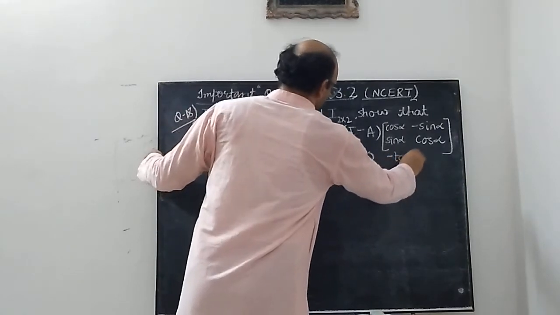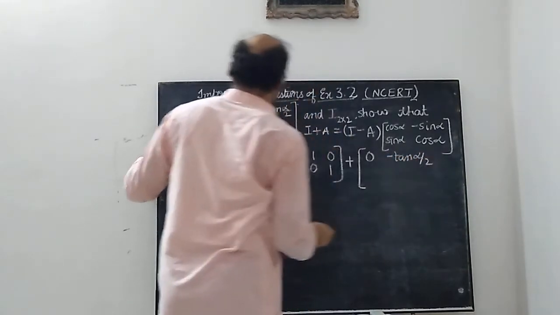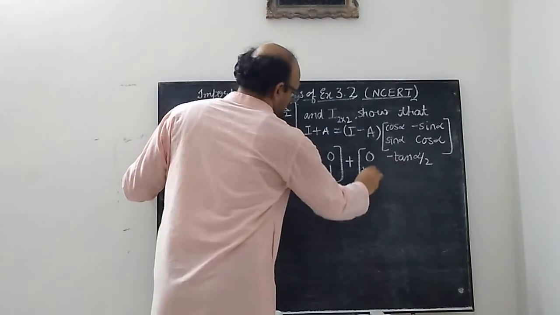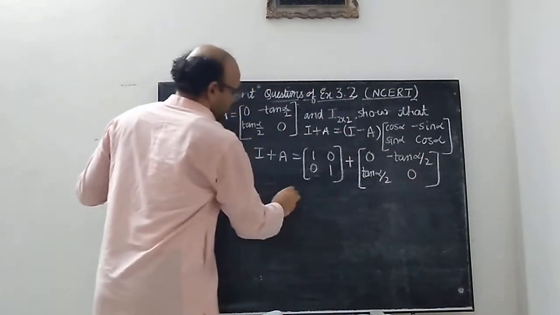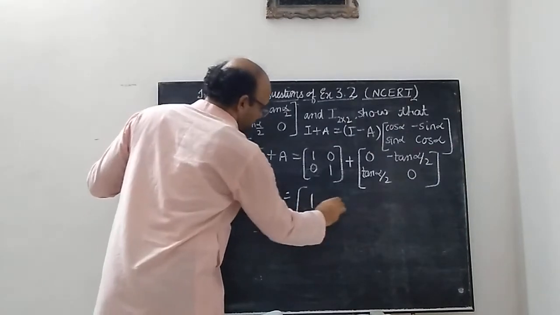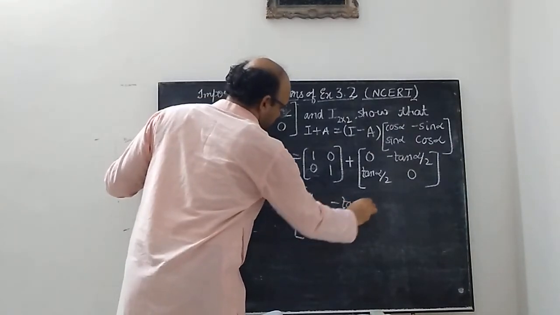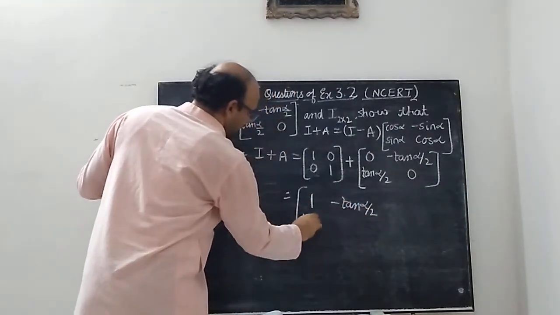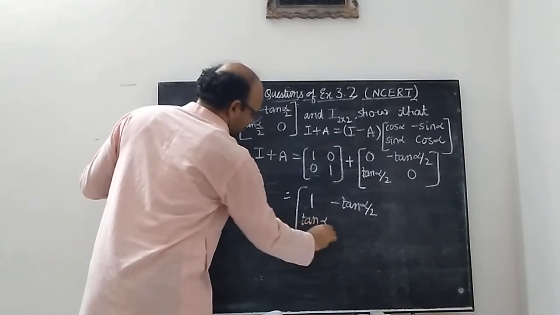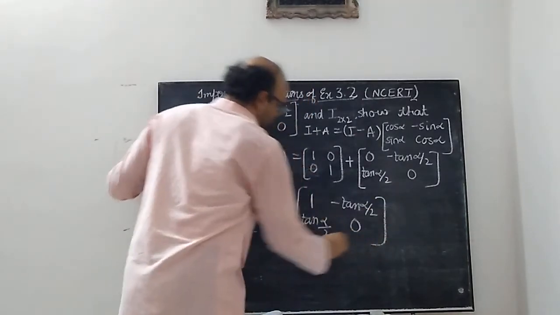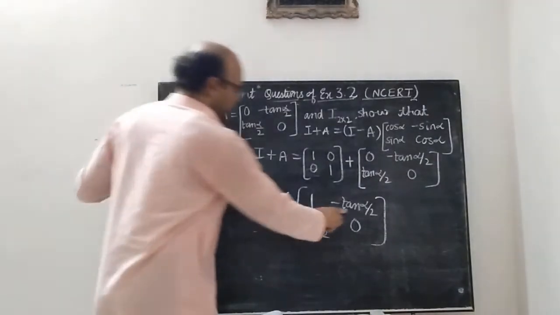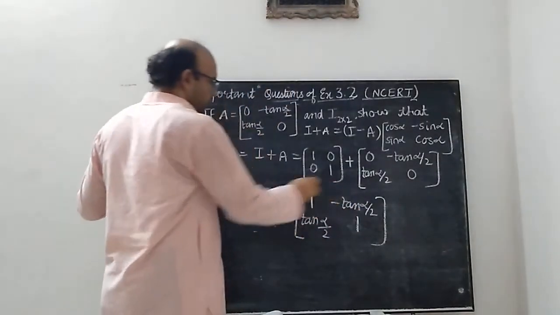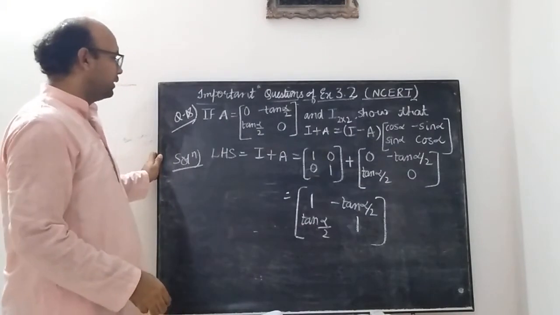This will give you 0 minus tan alpha by 2, so tan alpha by 2 and 0. So this will give you 1 minus tan alpha by 2. This is tan alpha by 2 and this is 0. So this is what we are getting, this will be 1. So this is what we will be getting as the left hand side.